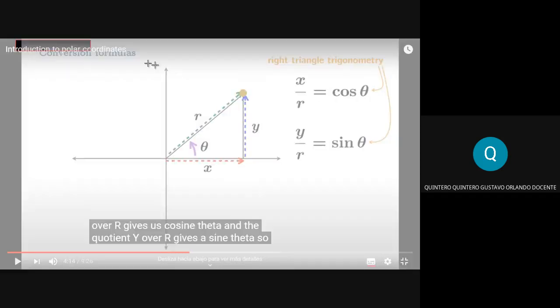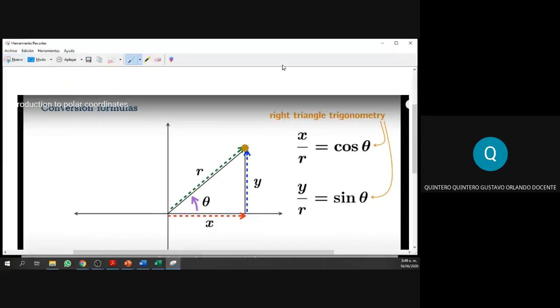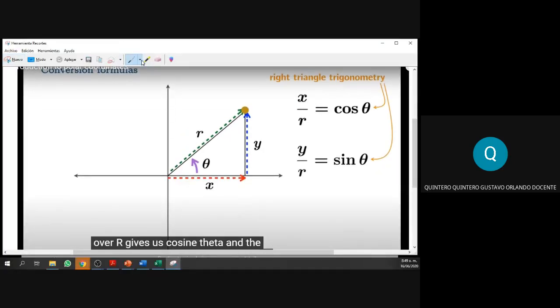Let me make a picture of this so I can draw on the board. This is SOHCAHTOA. Maybe you guys remember it like this. Do you guys remember what this is? Please, somebody in the chat, explain to me what this is.